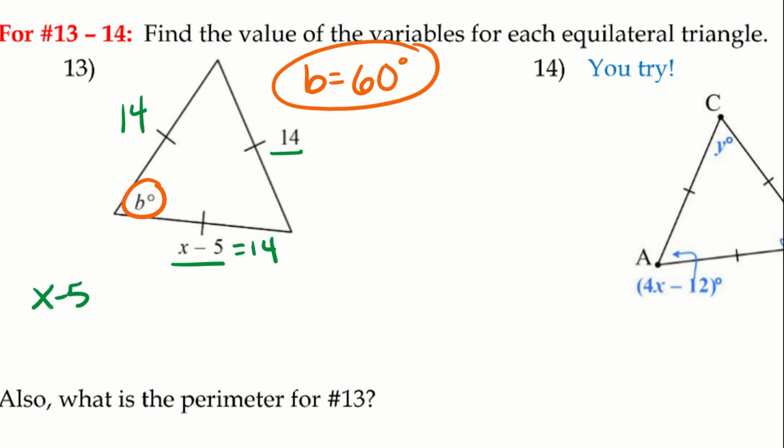I'm going to go ahead and rewrite it. x minus 5 equals 14. Go ahead and add 5 to both sides. x equals 19. So the x itself equals 19.